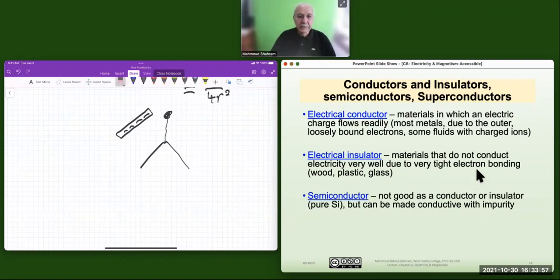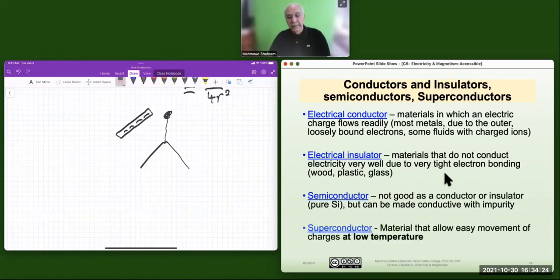Now, semiconductors in a pure state are actually insulators. They don't conduct. A good example is silicon. Silicon, in a pure state, is not conductive. And I'll show you why it's not. Then another class of materials called superconductors.